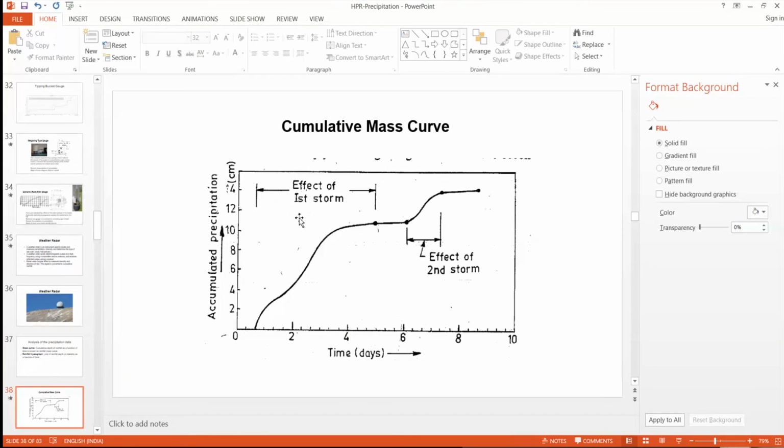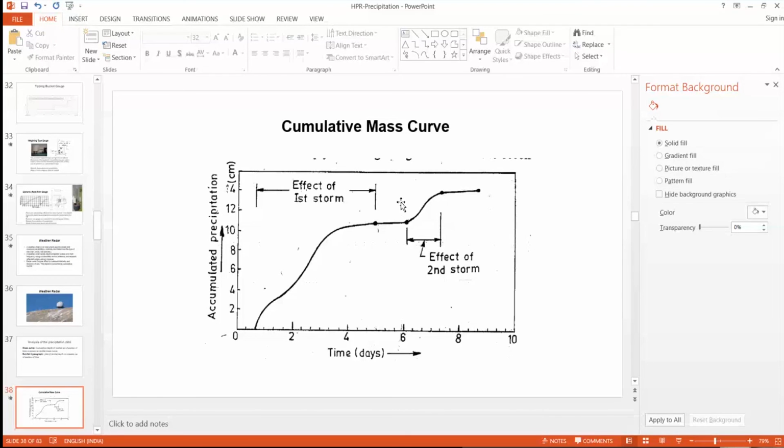This is a mass curve. This is the accumulated rainfall depth, and it is plotted with respect to time. Here the axis is in days. Up to about one day there is no rain. Then there is a storm, and the storm subsided here, then there is again calm, then another storm.